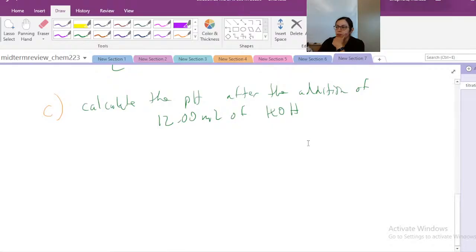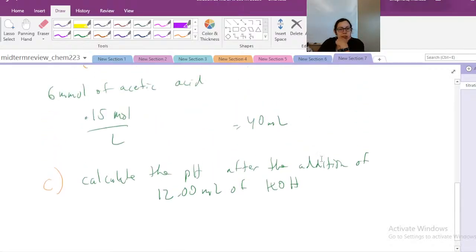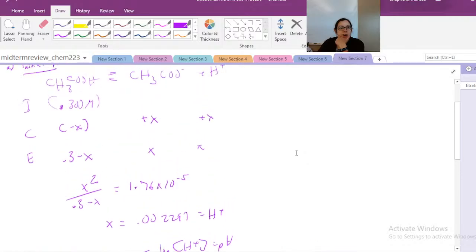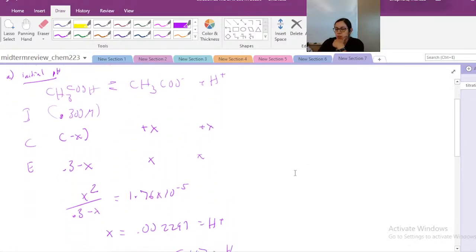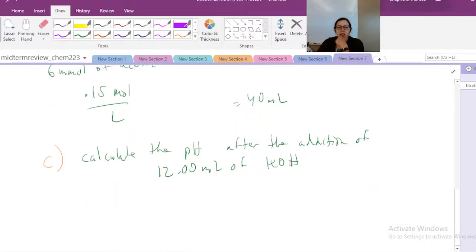Yeah, so we're still working with the same conditions, right? We're assuming no addition prior. So you're just saying that we've added in 12 milliliters total of KOH, right? So now what's the pH?